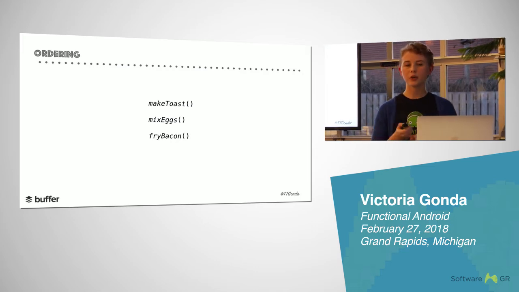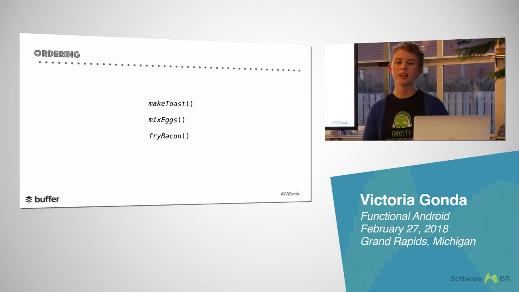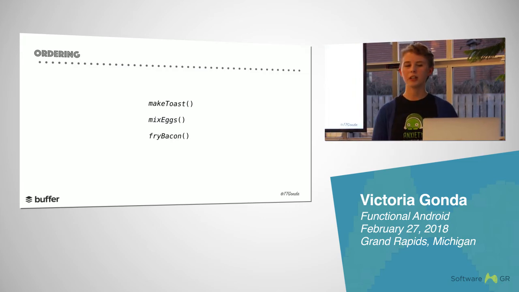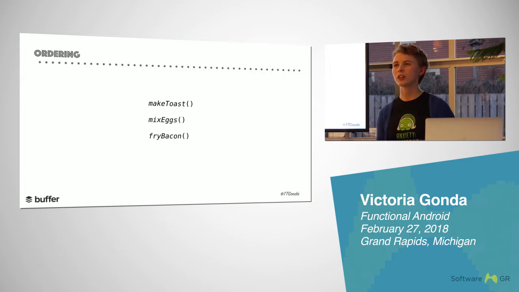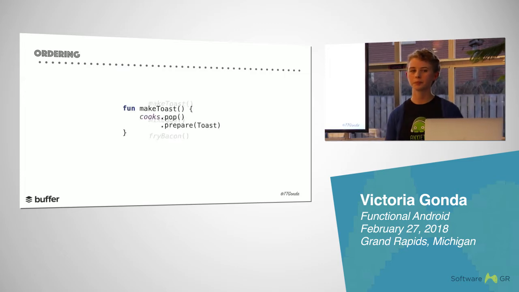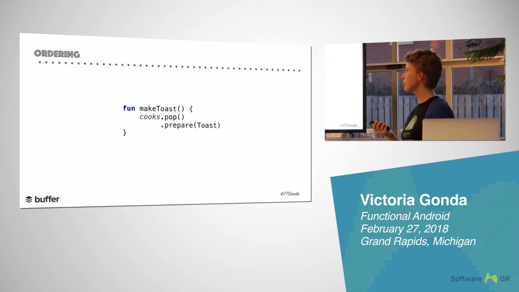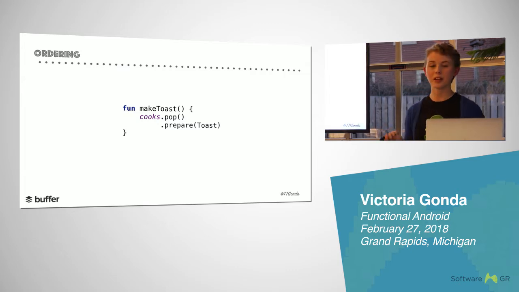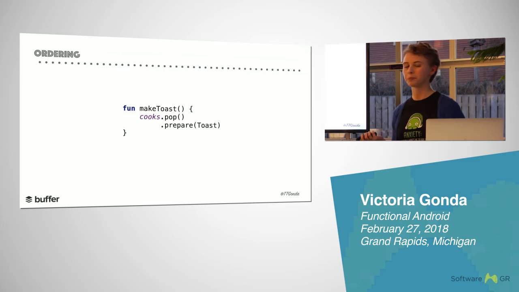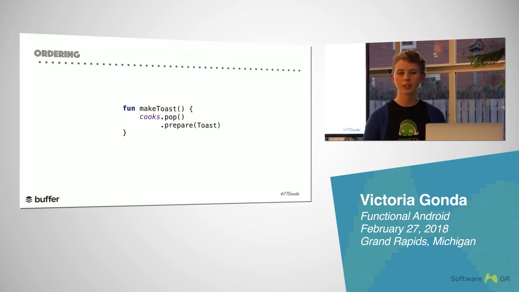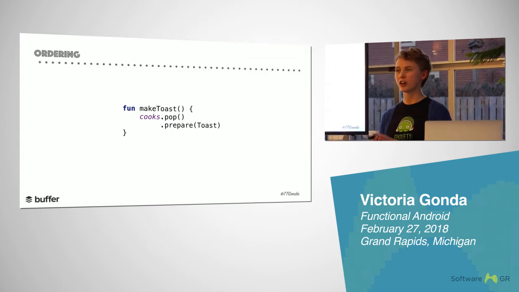Let's do making toast, mixing eggs, and frying bacon. Now, these should be pretty independent of each other, right? So we should be able to do them in any order or at the same time. Let's take a look at one of these functions. So here's one of these functions, specifically the one to make toast. But notice that it is relying on something on the outside of the input. It's grabbing a cook from a global pool of cooks. Turns out all three of those functions are doing that.